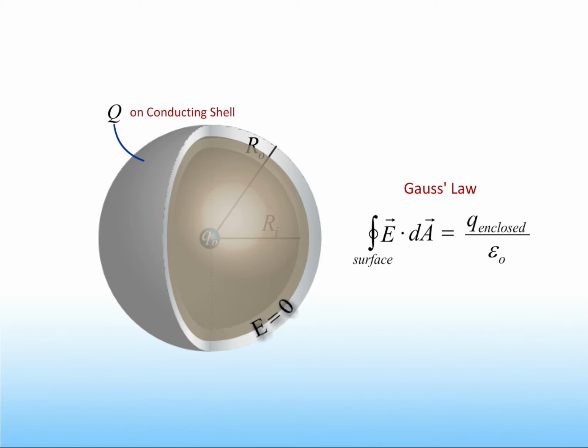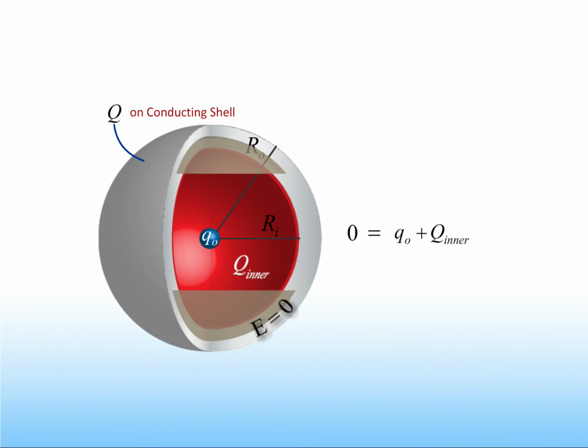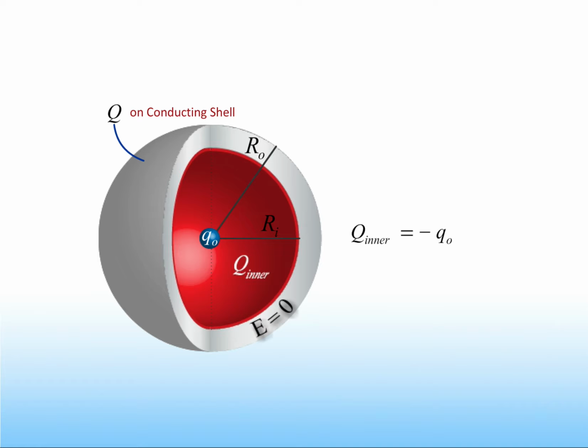Namely, we'll choose the Gaussian surface to be a sphere centered on the point charge with a radius between r sub I and r sub O as shown. Since the E field is zero at all points on the surface of the Gaussian sphere, we know the integral of E dot dA over the surface must be zero. Consequently, the charge enclosed by the Gaussian surface must also be zero. The charge enclosed is equal to Q0 plus the induced charge on the inner surface of the shell. Therefore, we know this induced charge must be equal to minus Q0. The spherical symmetry of the shell ensures that this charge will be distributed uniformly on the surface.